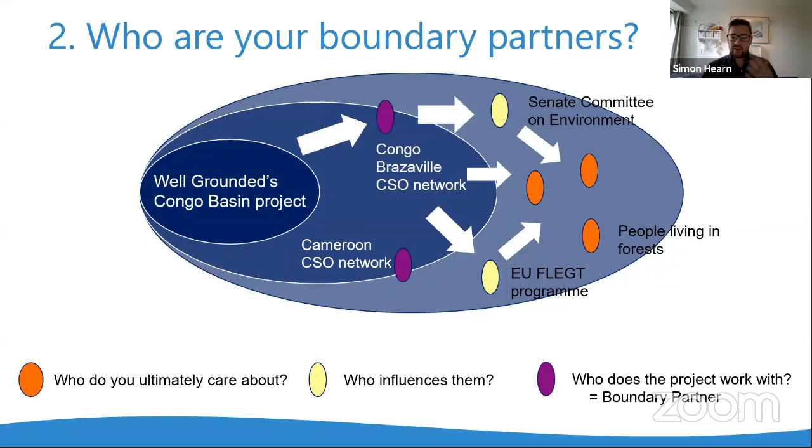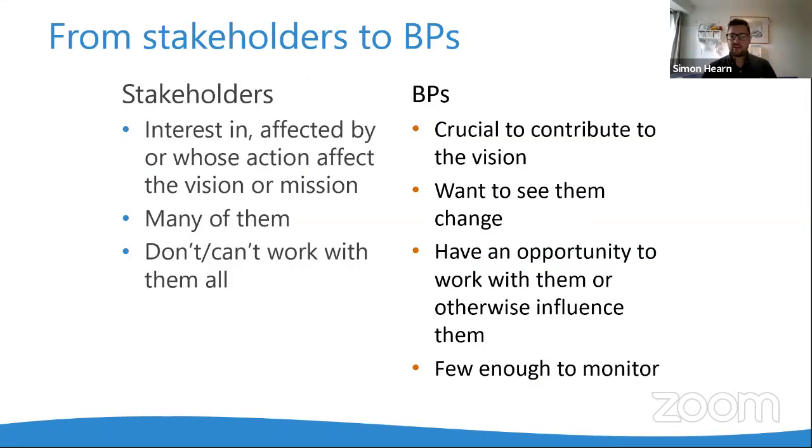So outcome mapping's idea of boundary partners takes us beyond stakeholders. It helps us to identify a bit more specifically who it is we're working with and where we want to see change and what results we can contribute to. Whereas stakeholders are very broad, it's anyone who's got an interest in or affected by our mission or vision. There are many of them. We can't work with them all. You know, we've all done these stakeholder mappings where we come up with a long list. Boundary partners tries to narrow that down. Who is it that's crucial to contributing to our shared vision? Who do we want to see change? Do we have an opportunity to work with them or otherwise influence them? This means there's few enough that we can actually monitor those over time.